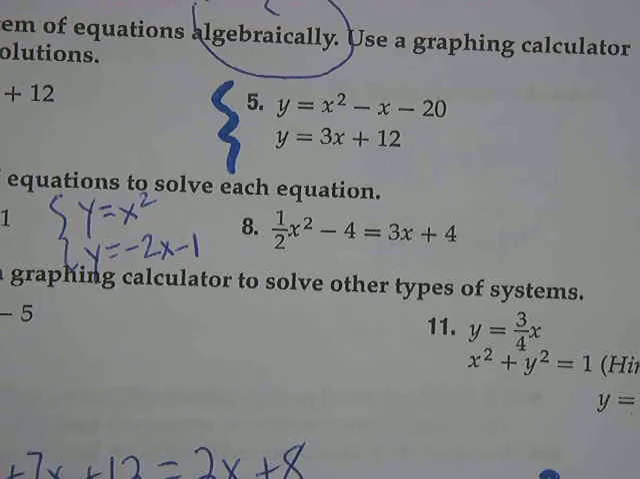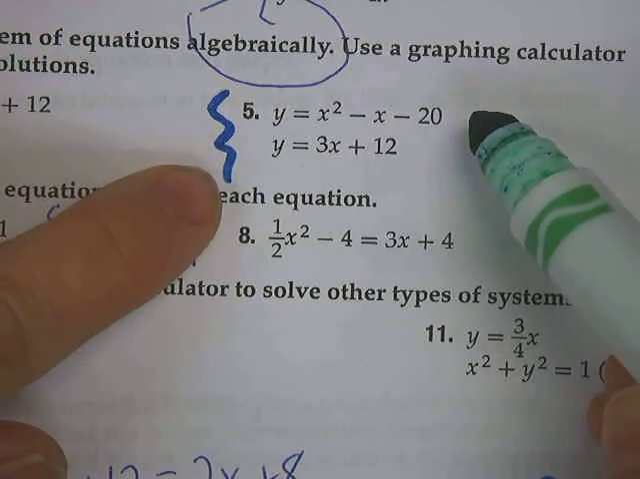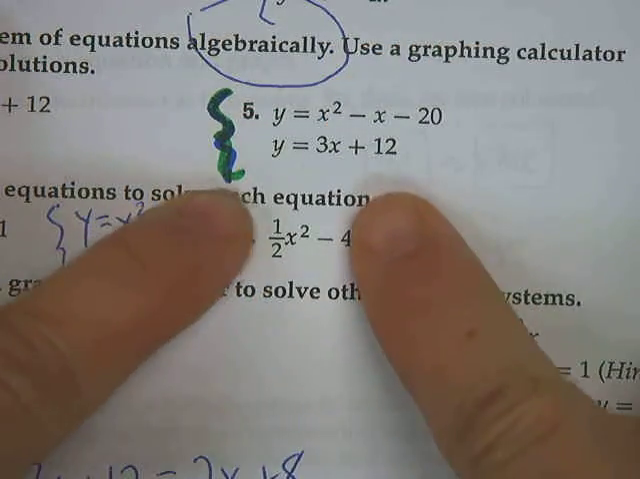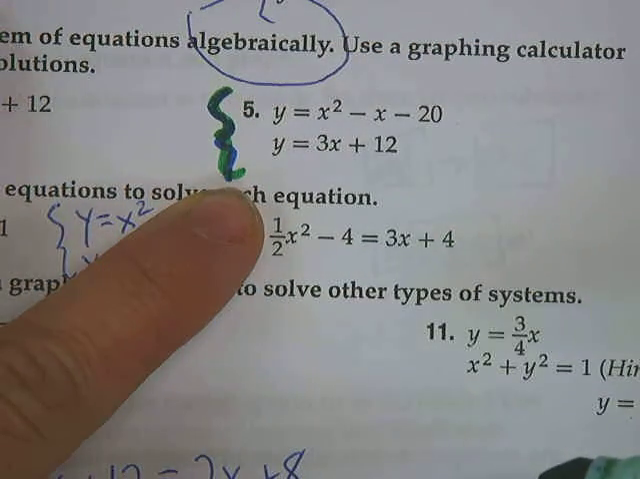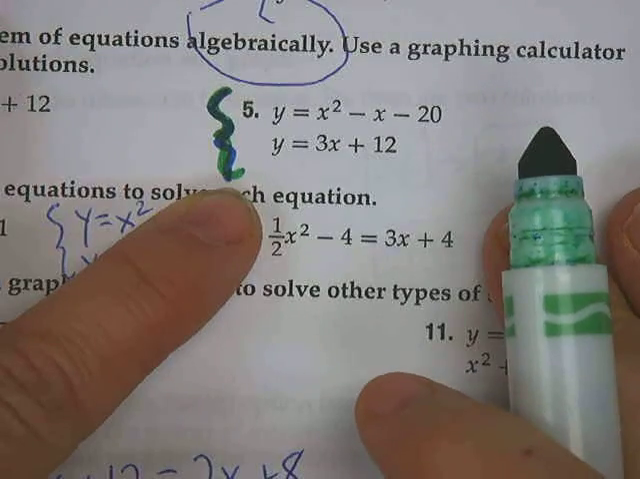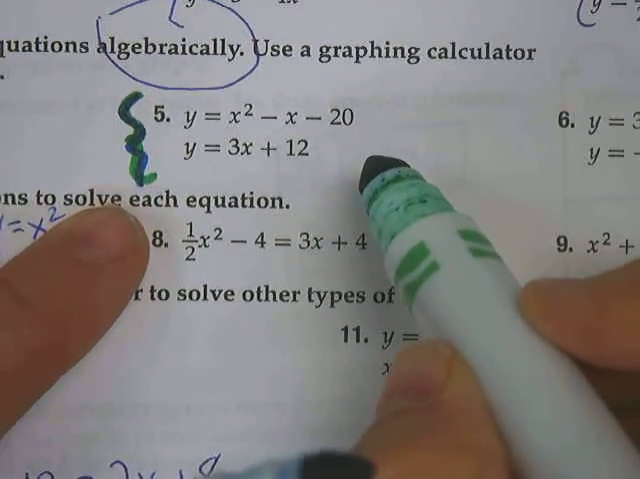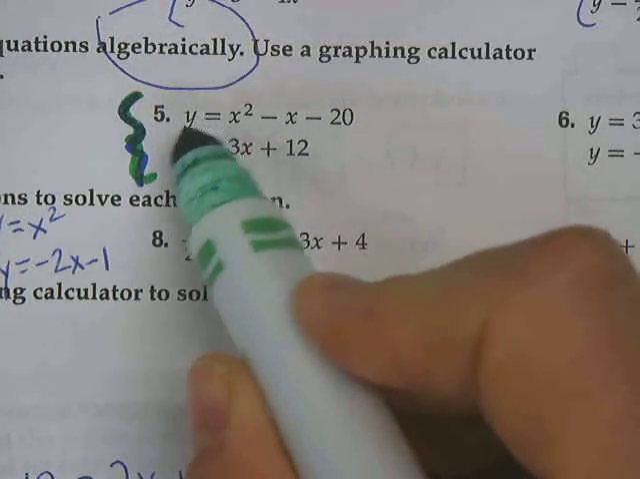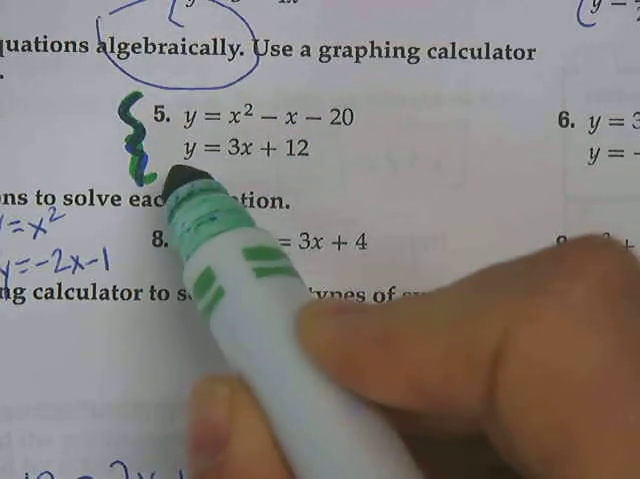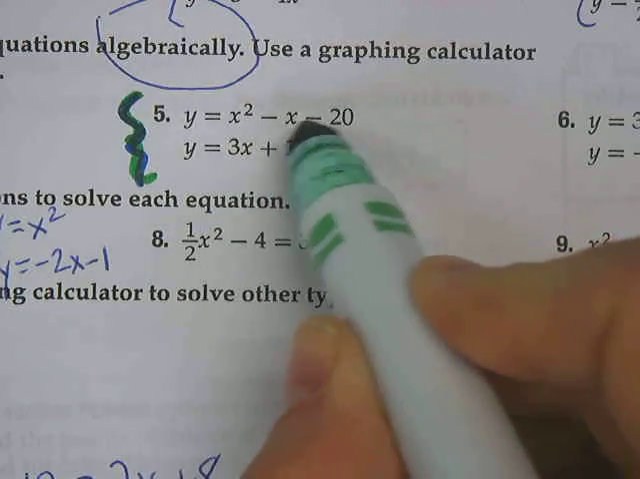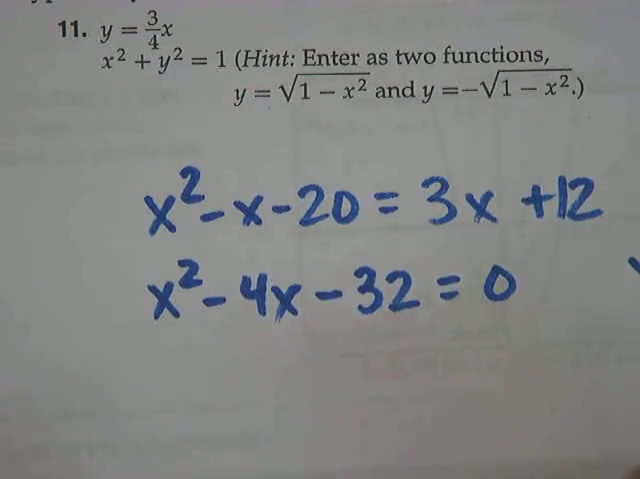Okay, if you look at something like number 5. Number 5, you're going to set this up. We want to solve this with a system, but it says to solve it algebraically. So algebraically means we're not going to graph it. We're going to use some algebraic concepts and we're going to use the substitution method. Since y equals this and y equals this, we're going to substitute x squared minus x minus 20 in place of this y.